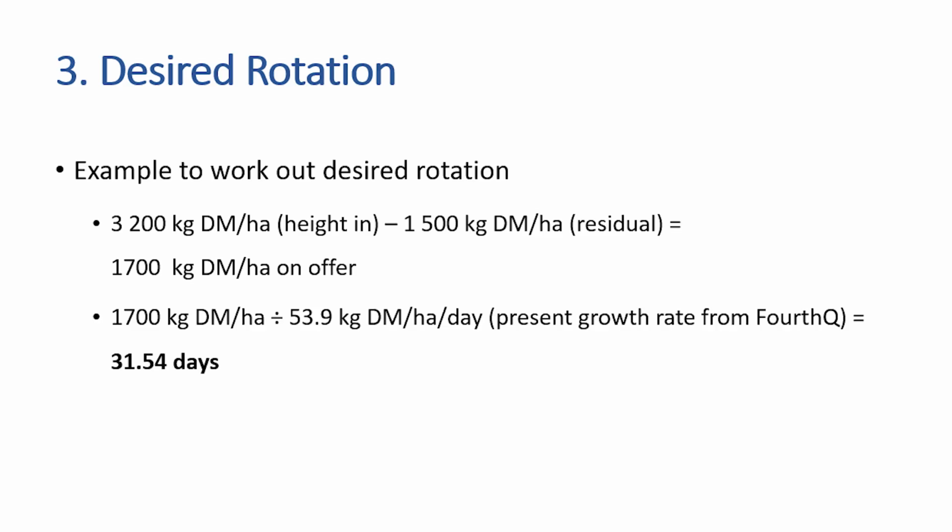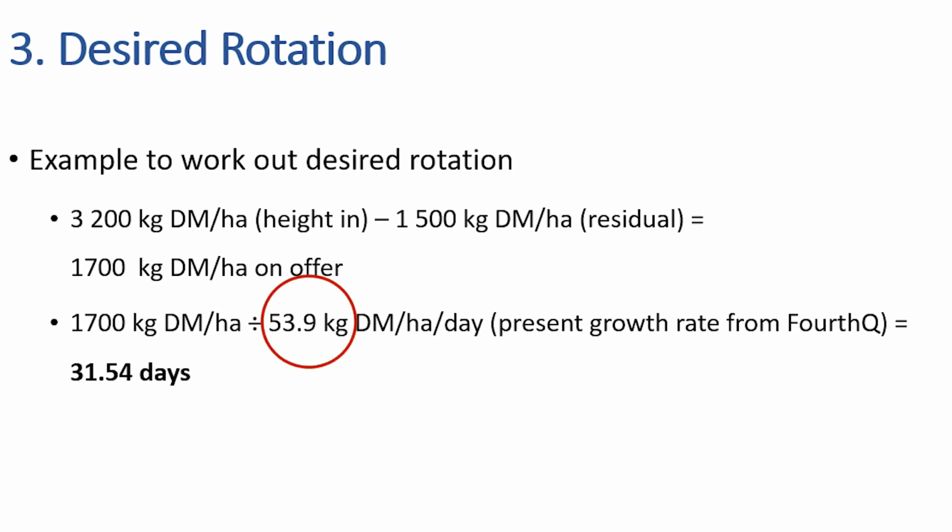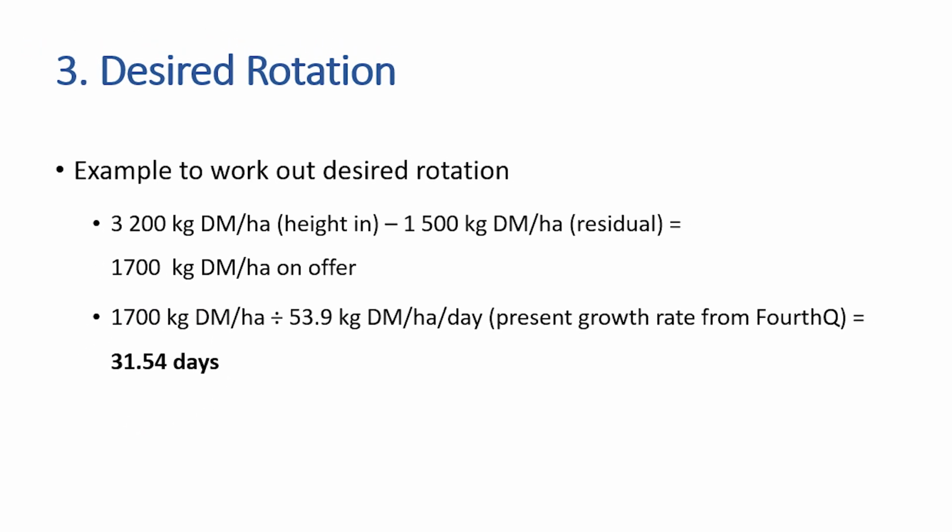Then that's number 2. We'll go and work out a desired rotation from your desired farm cover. So desired rotation, you're going to work out according to your S curve. How do you do that? You said you're offering 1,700 per hectare, and we want to know, let's just say your present growth rate is 53.9, then you divide your 1,700 by 53.9, and you'll get to your days rotation. You should be on your desired farm cover of 31.54 days.